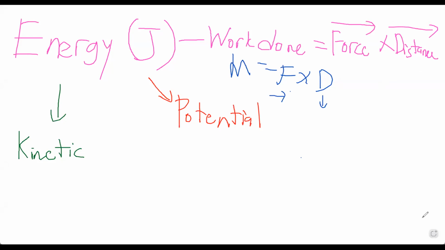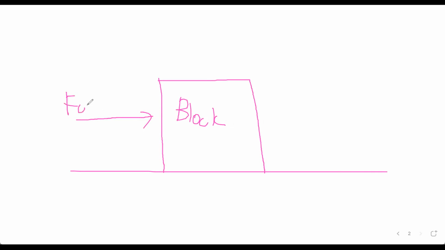A simple example of work done is, for example, if I have a brick here or a block of mass, whatever it is. If I want to apply work done onto this block, first and foremost, I must apply force onto it. And in order for work to be done, this block must travel a certain distance. It must travel a certain distance.